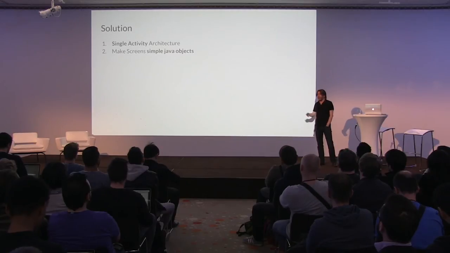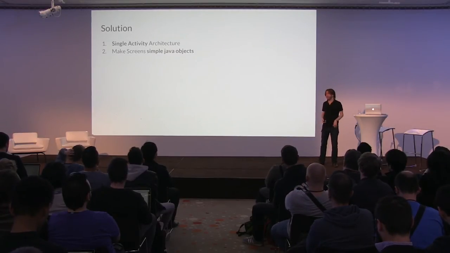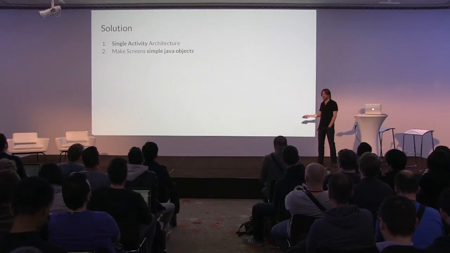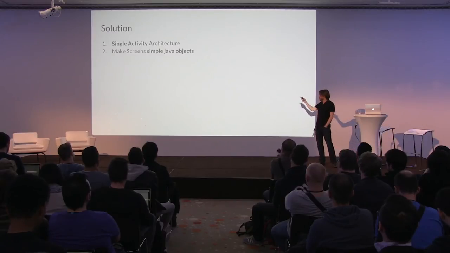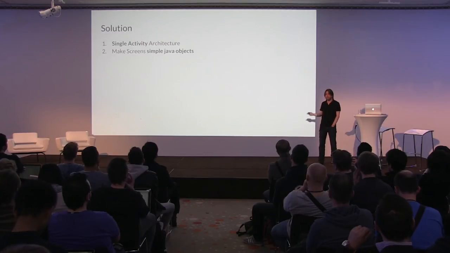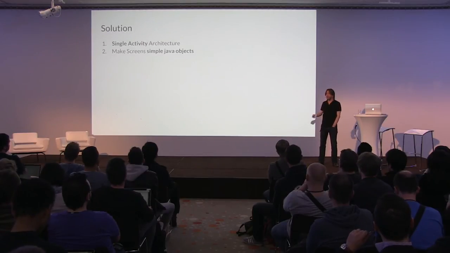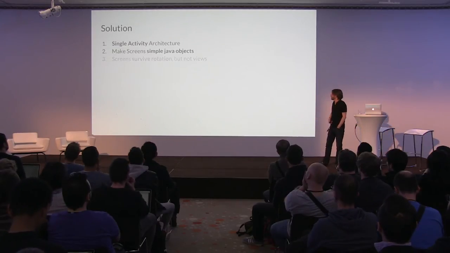Second, I'm going to talk through my talk about views and screens. And screens, you can see them as a controller, a presenter, you can see them as whatever you want. It's just a component that implements the logic of your app. And those screens, I want them to be simple Java objects. With a constructor, you know, just the regular way. Because we all know Java, and why not? Why should it be more complex than that?